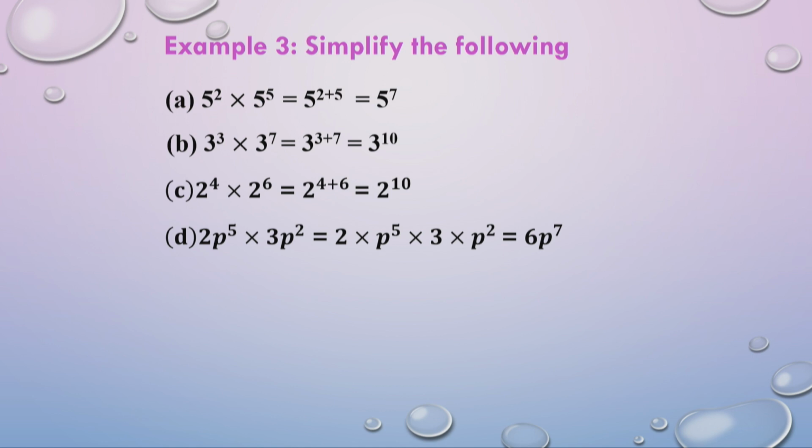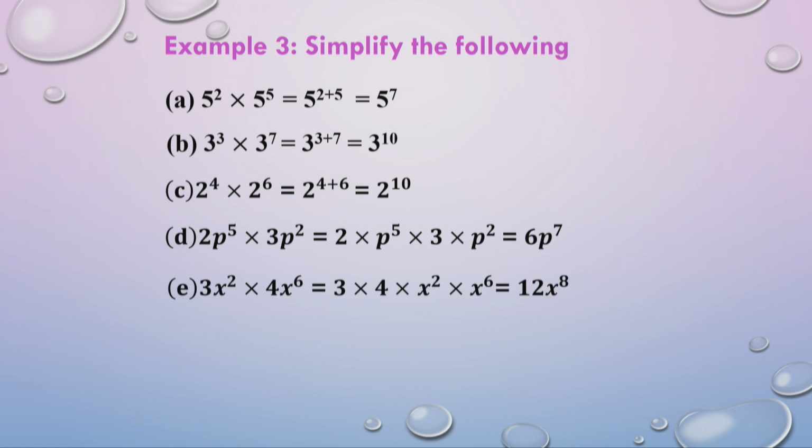Part D now, 2p to the power of 5 times 3p squared. So what I have done is break it into parts. 2 times p to the power of 5 times 3 times p to the power of 2. So 2 times 3 will give me 6, and p to the power of 5 times p to the power of 2 will be p to the power of 7.